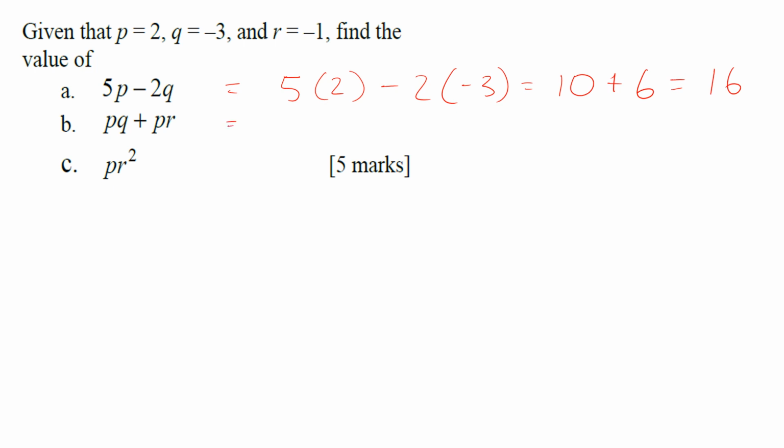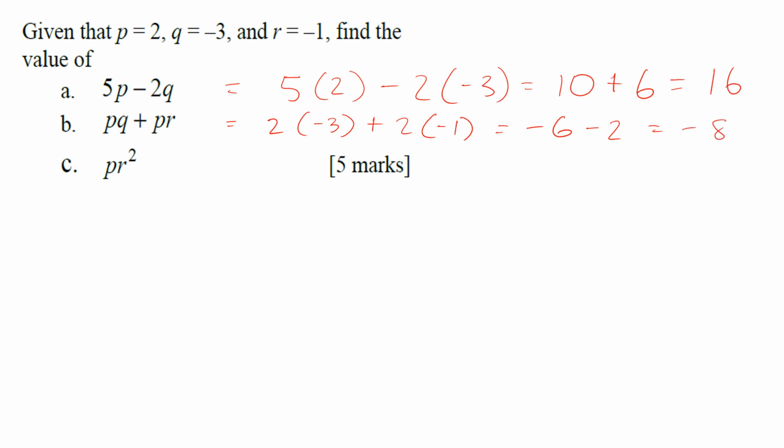Let's move on to the next one. So it's PQ plus PR. Now P again is 2. It's going to multiply that by Q, which is negative 3. And then going to plus 2R, which is, R in this case is negative 1. So let's expand the bracket. It says 2 times negative 3, which is negative 6. Then we're going to multiply plus 2 times negative 1, which is equal to negative 2. So here we have negative 6 minus 2. And this is equal to negative 8.